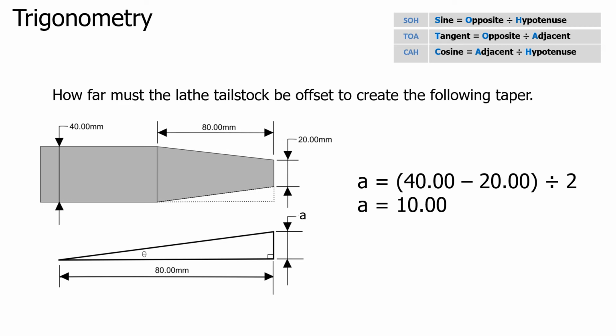In this example, I need to turn a taper between centers on the center lathe, so I'll need to offset the tailstock a certain distance to give me the correct taper. This doesn't require trig or Pythagoras, because I just take the biggest diameter of the taper, subtract the smaller diameter of the taper, and divide by 2, and that'll give me the offset distance for the tailstock. So it's 40 diameter minus 20 diameter divided by 2. The offset distance is 10 millimeters.